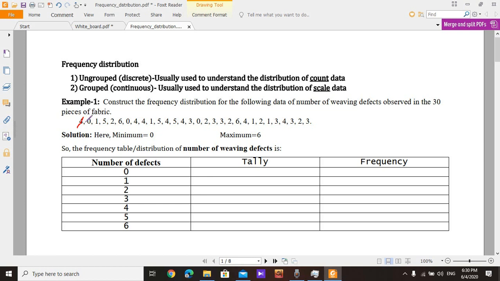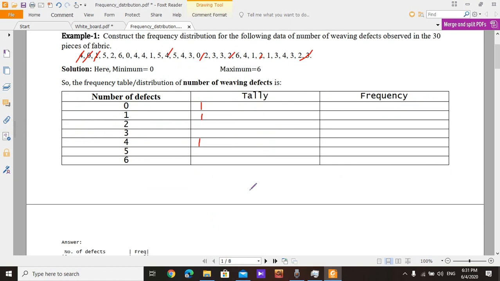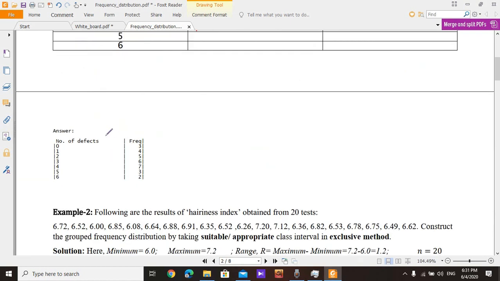Normally we do this like that. We cut this value or label this value 4, and then we assign a tally sign here, counted as 1. Then we take 0 and again assign 1. In this way we can do our whole process. Finally, after counting all the numbers, we have the following figures. You can try it at home.